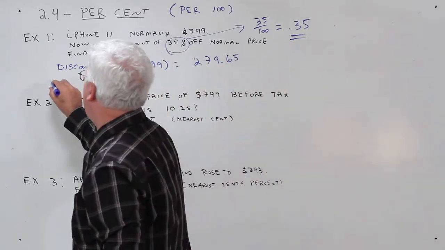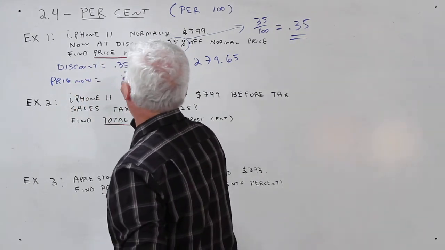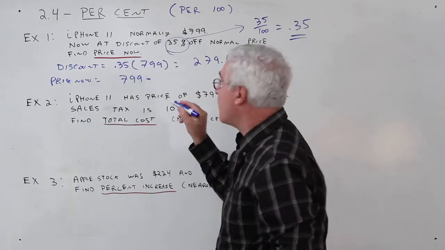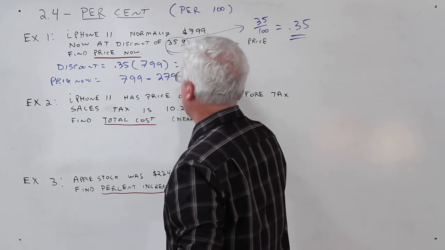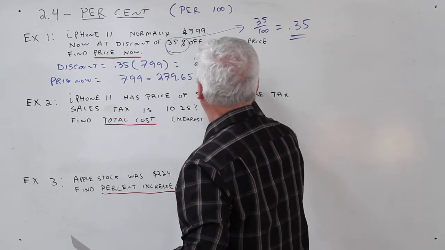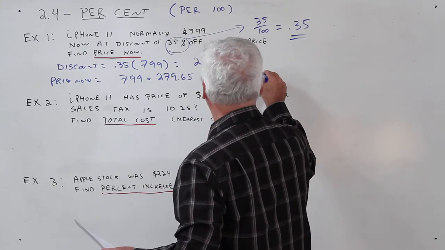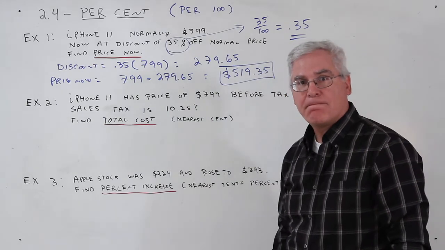So the price now is going to be $799 minus that discount, $279.65, and I got $519.35. So that'll be the discounted price.